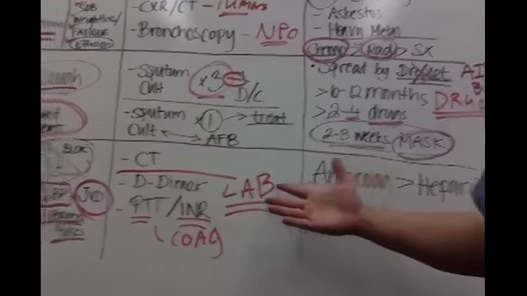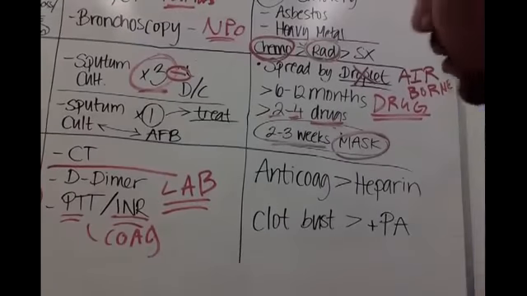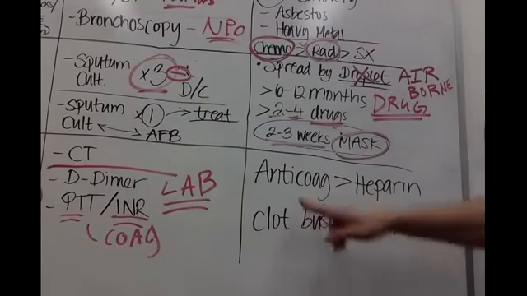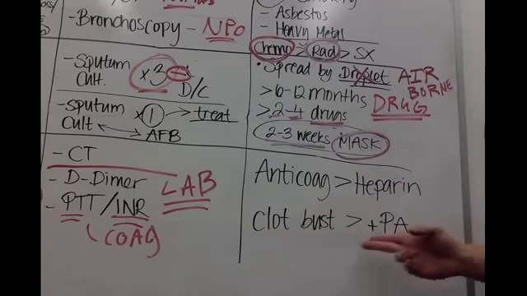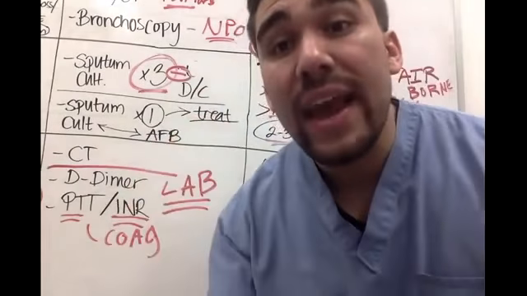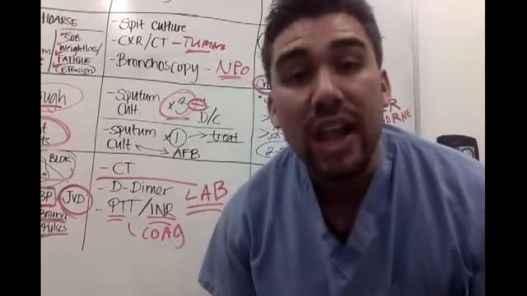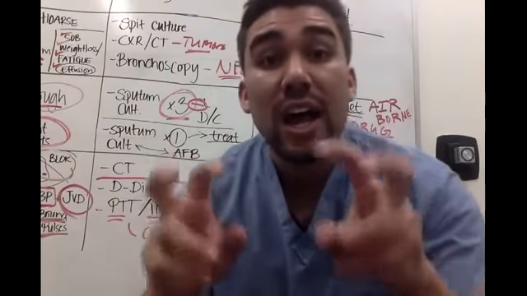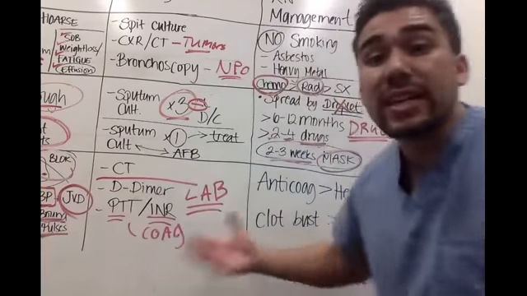So last one is your PE, your pulmonary embolism. Now, why does your patient with a PE require anticoagulation therapy, heparin? Why do sometimes they require a clot buster? Why? We're not giving heparin to your TB patients, your tuberculosis patients. Why? Well, because it's not a clotting problem. It's a bacteria problem. PE, on the other hand, is a clotting problem.